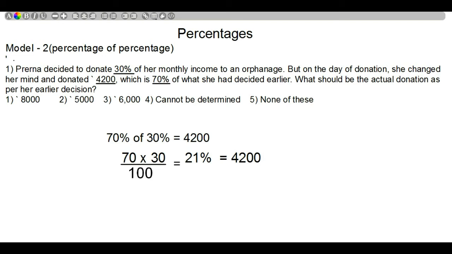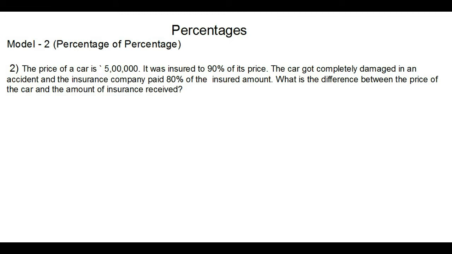And we are supposed to find out what should be the actual donation as per our earlier decision. We very well know that the actual donation has to be 30% because that was our earlier decision. So we are supposed to find out 30% is equivalent to what? So we know that 21% is 4,200, 30% should be what? So again, by cross multiplication, we can say that this should be equal to 30 into 4,200 divided by 21. So the answer here will be 6,000 rupees. So the actual donation has to be 6,000. Let us now take one more example from model 2, which is based on percentage of percentage.